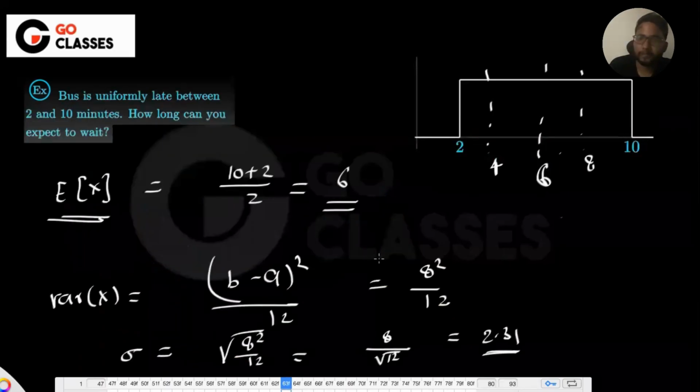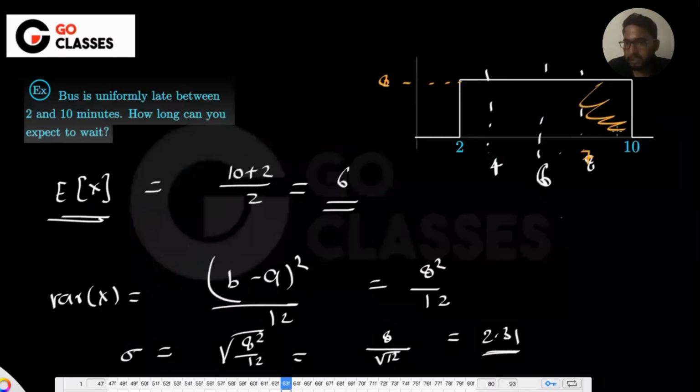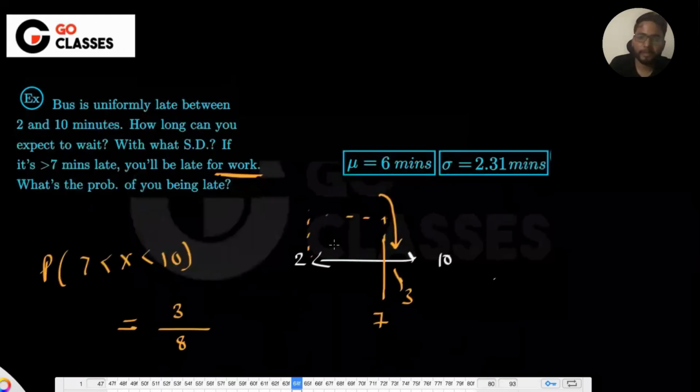See, this is 7, let's suppose 7, and then this is your 8. So they're asking about this area, which is 3 into 8. Oh, sorry. What I'm saying, this is not 8, this is 1 upon 8. Yeah, 3 into 1 by 8. They are asking about this area, which is 3 into 1 by 8. Okay. I hope this question is clear to everyone.